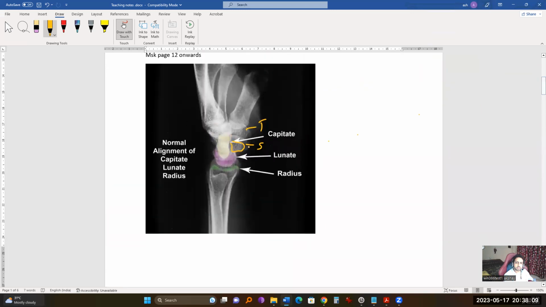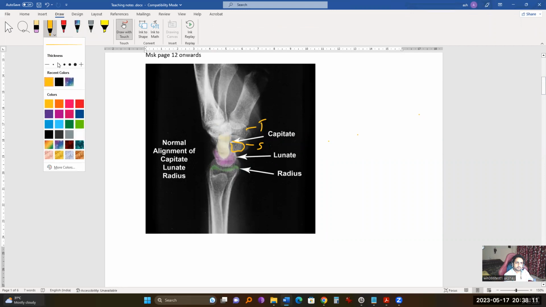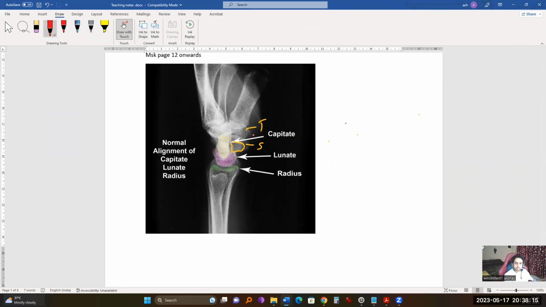Here, what are we seeing? Here, this is the scaphoid. The palmar cortex of the scaphoid is over here. You can see it over here. Then the palmar cortex of the capitate comes over here somewhat. And the pisiform bone, the palmar cortex is somewhere here. So this is not a true lateral.